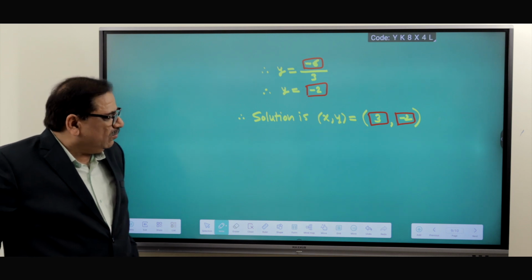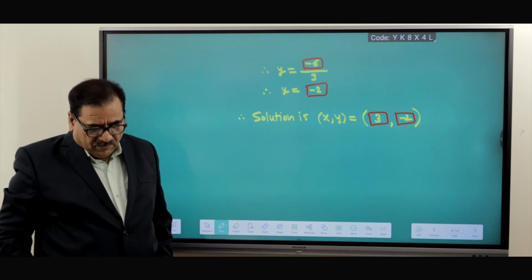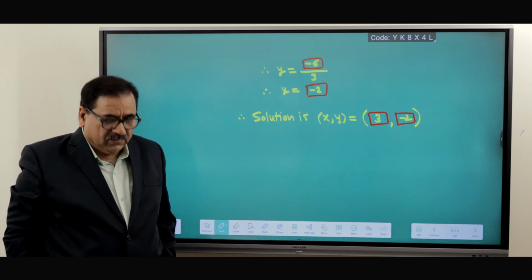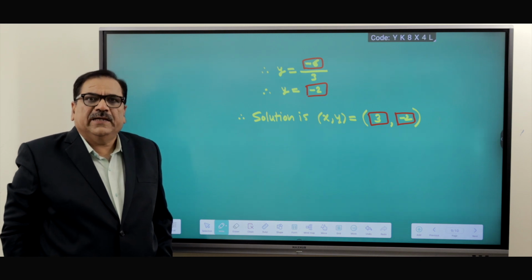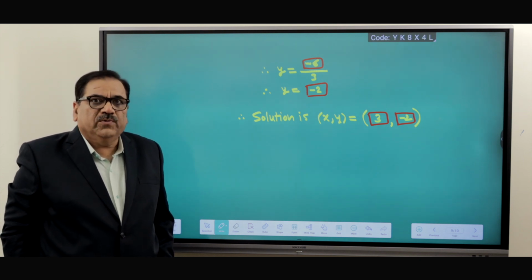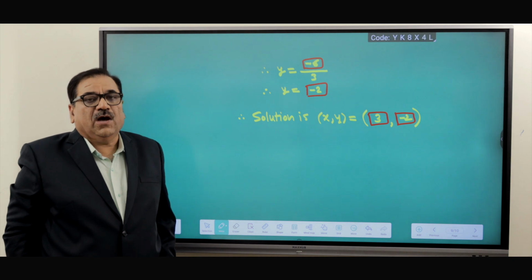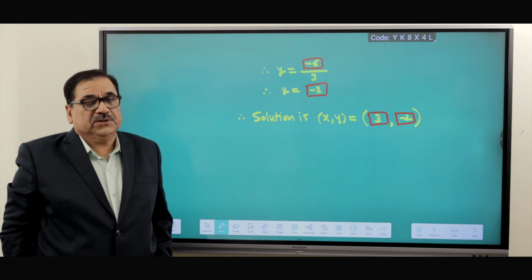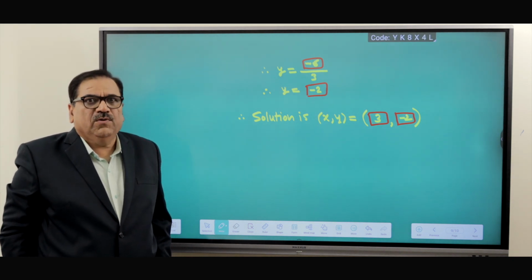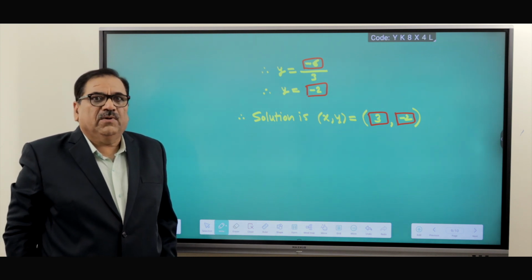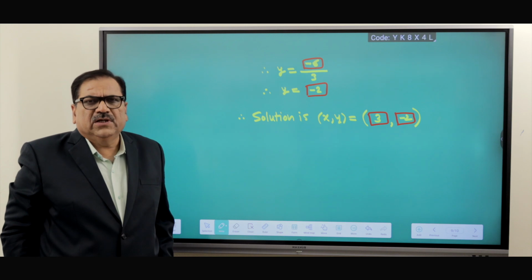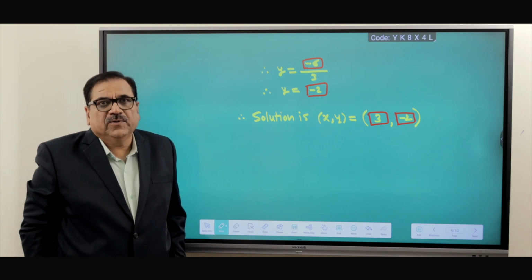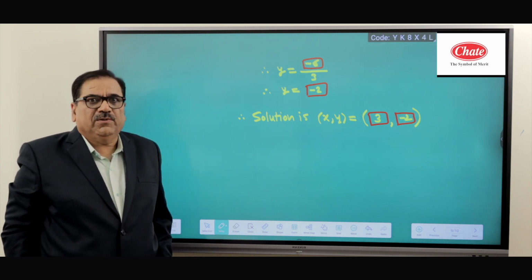So friends, we have completed our second period here, and I hope you have understood how to solve simultaneous equations by elimination of one variable. And I hope you are now able to solve such problems, and in our next period we will solve some more problems. Thank you.